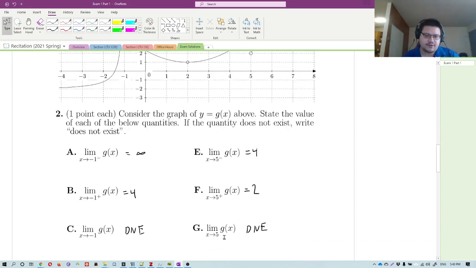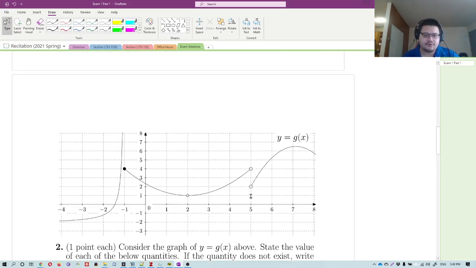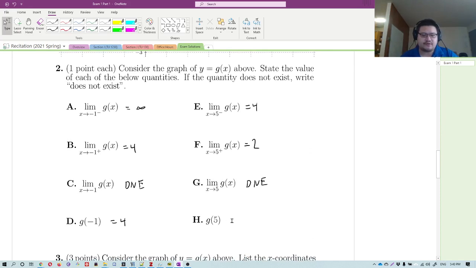Okay, and then lastly, plugging in at 5. Here, notice that we don't actually have a filled-in circle anywhere. So the function g of x is actually undefined at the value 5. So what we would say is that this does not exist.